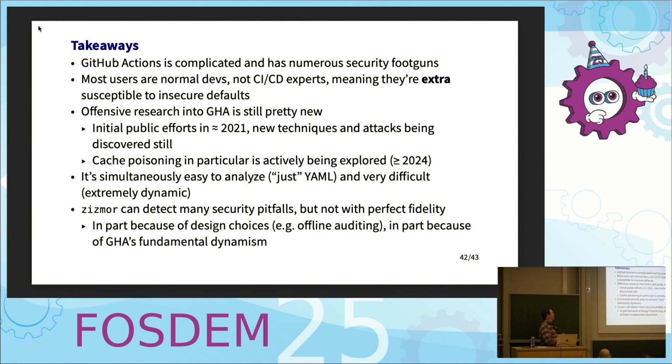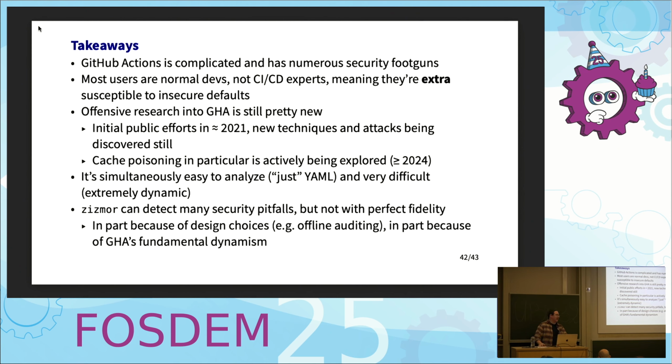Moreover, offensive security research into GitHub Actions is still pretty new as a field. Really, the first visible public efforts into this stuff started around 2021, and new attacks and techniques are still being discovered. For example, the cache poisoning attack was just last summer. And so, even though I've talked about some of this stuff, it's not anywhere close to the end-all of action security. And yeah, I said that.